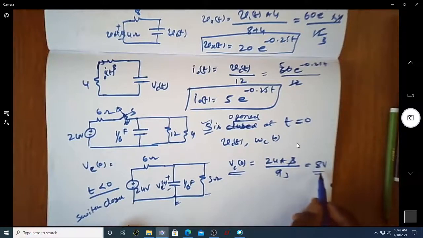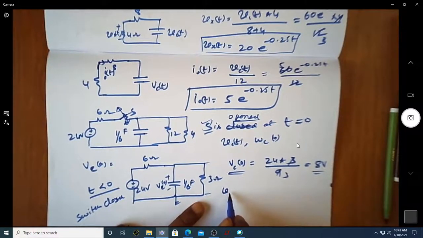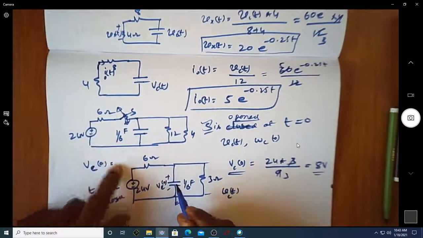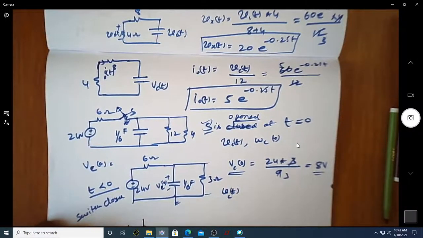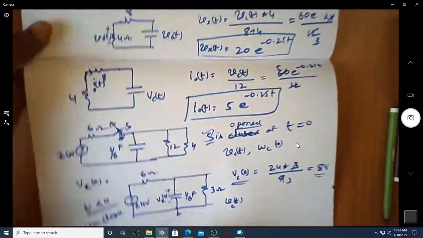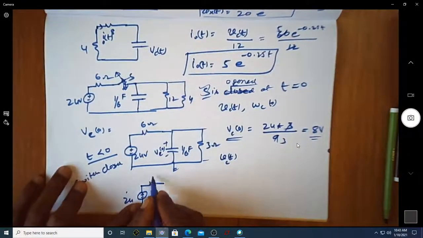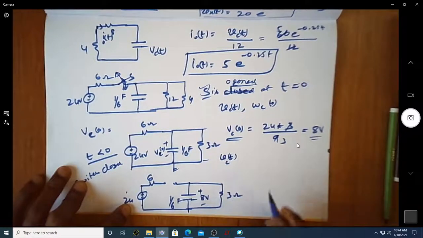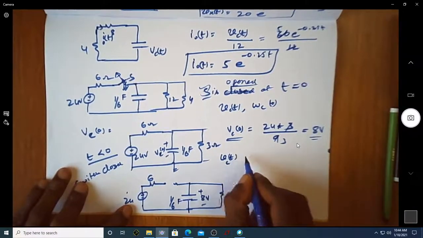Once we know the initial voltage, we can find out what is Vc(t), that is the voltage across the capacitor at any point of time when the switch is open. When I open the switch, how does the circuit look? The circuit will look like this. It is now 24, this is now equal to 6 ohm. Now the switch is open. This is now 1/6 farad with 8 volt across it, and then you have a resistor of equivalent 3 ohm.